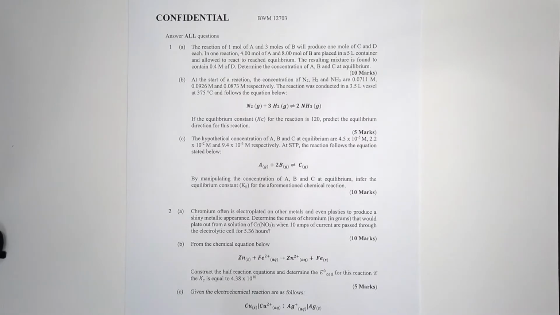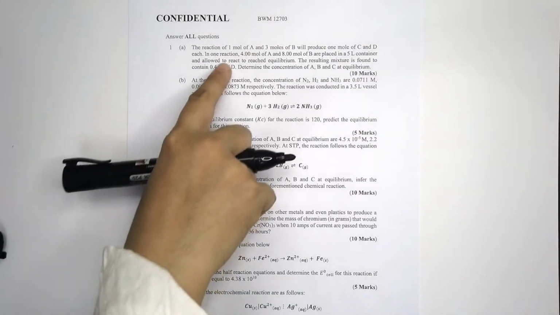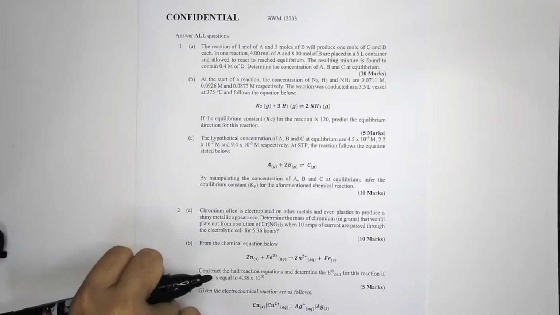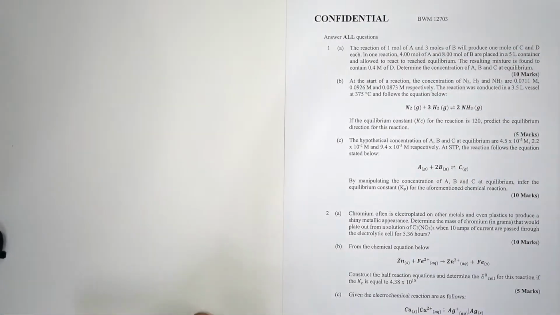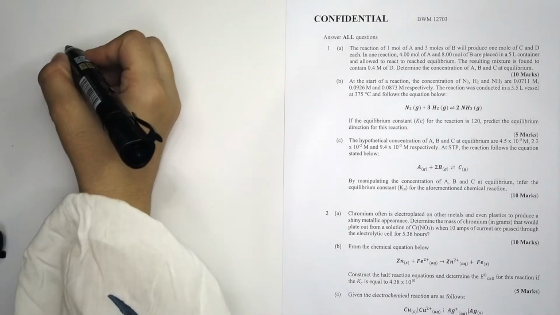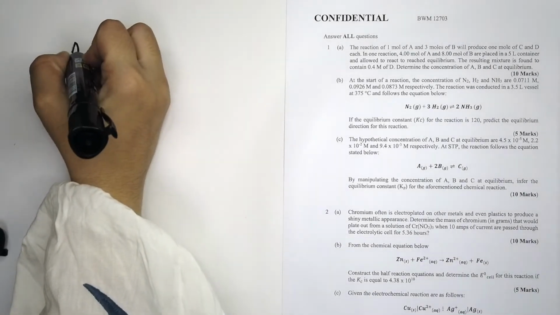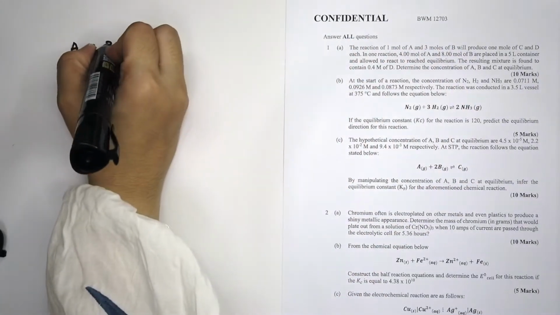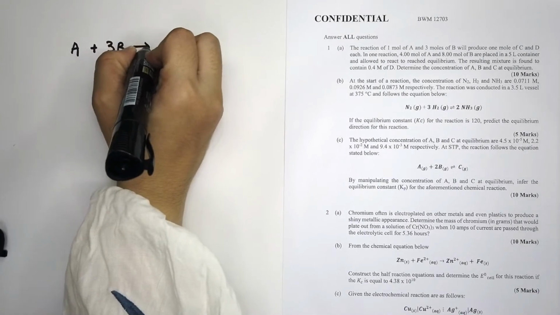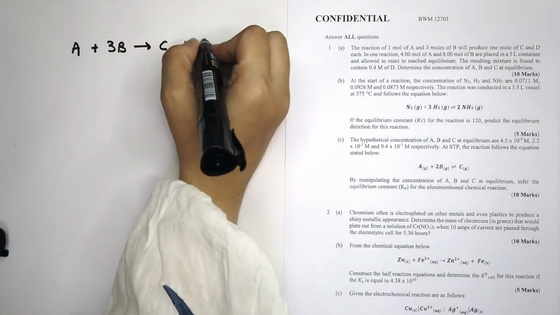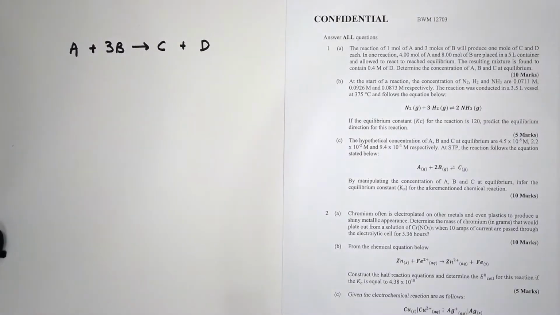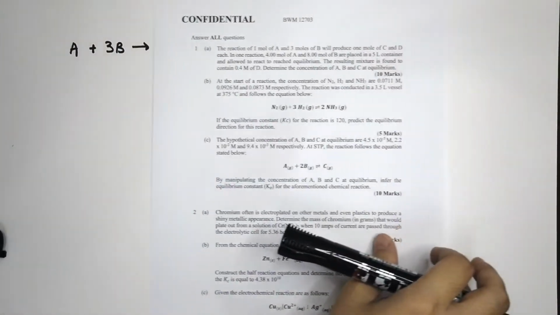So the first statement helps you to write the chemical equation. It states here that 1 mole of A and 3 mole of B will produce C and D, each having 1 mole. So it means that you can write the chemical equation A plus 3B will produce C plus D, of which each one will have 1 mole. Alright, so what else is given in the question?